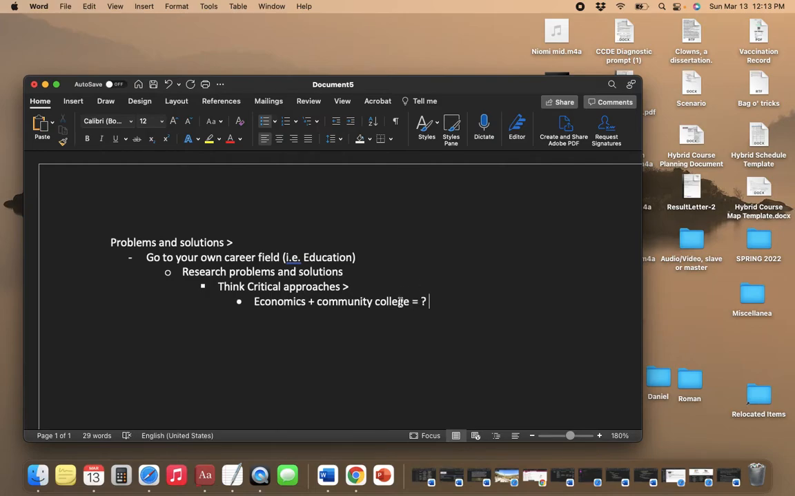Economics plus education plus community college education equals, I don't know. Okay, I'm looking for a topic. The other thing is that this is hopefully going to give me some information for my paper once I do have my specific topic. So, you're looking for different ideas that you might be able to work with. Yes? And yeah, we are going to continue using the critical approaches. That's going to help us to come up with some ideas, hopefully.